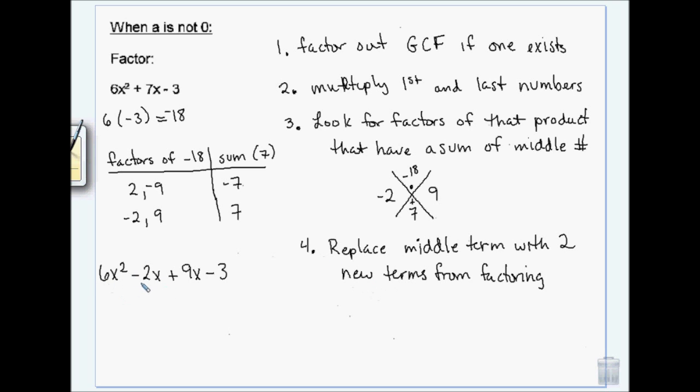Do you see how 6 and 2 have something in common? They have a 2 in common, and then the 9 and the 3 have something in common. Whereas if I put the 2x next to the 3, they don't really have anything in common. Does that make sense? It doesn't matter what order you put these in, as long as you have something in common.